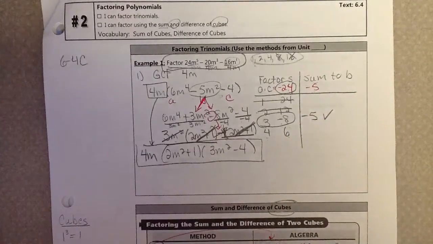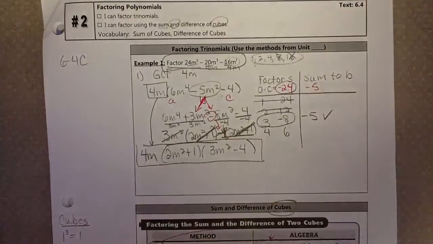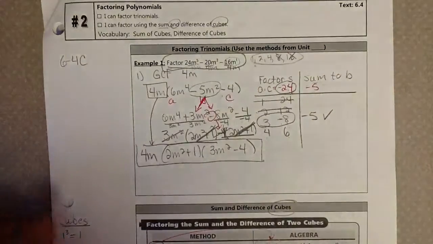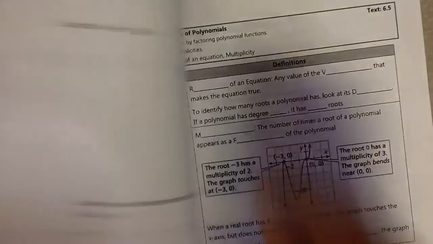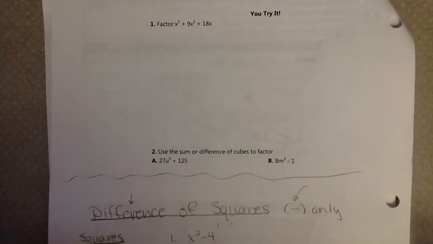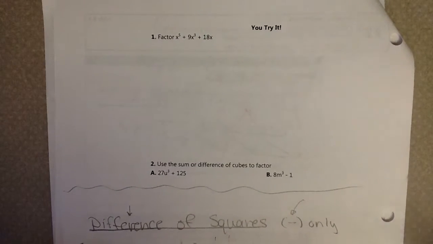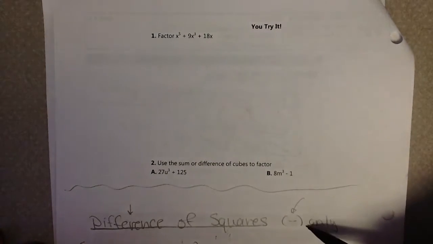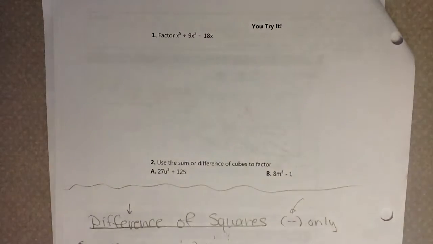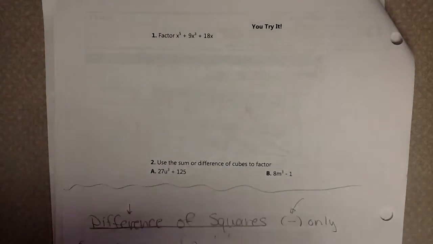In section 6.4D, we're just going to add on to our notes from concept 2. So if you'll just take that and flip it to the back page, we're going to do difference of squares. Now, difference means subtraction only. So what we're going to do is list some of the squares.